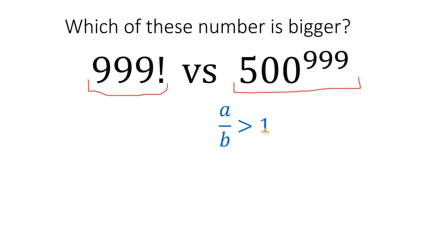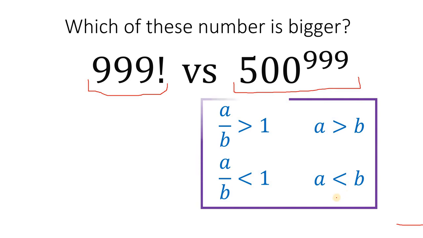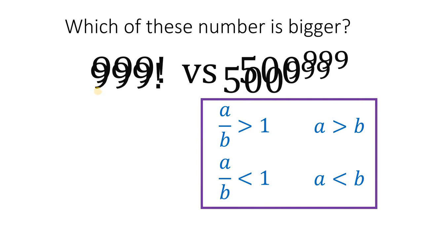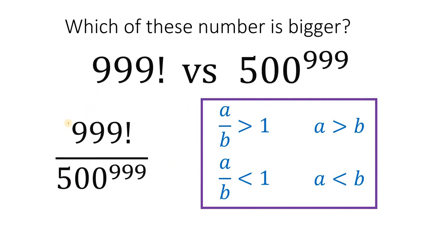If a over b is greater than 1, it follows that a must be greater than b. And also, if a over b is less than 1, it follows that a must be less than b, or simply b is greater than a. So we will use this concept to answer this question. Let's take the ratio of 999 factorial and 500 raised to 999.